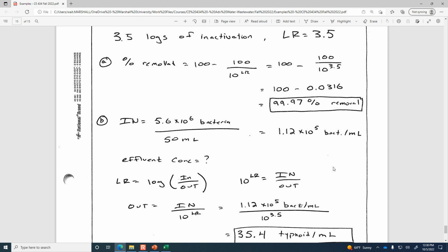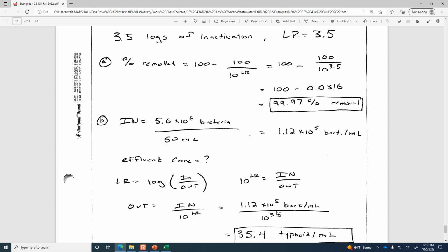In other words, we can rearrange that algebraically, and if we're solving for the outflow concentration, meaning the concentration after inactivation has been accomplished, it's going to be influent concentration, bacteria per ml, divided by 10 to the 3.5 power. So there should be 35.4 typhoid in each milliliter. So then let's try it the other way.